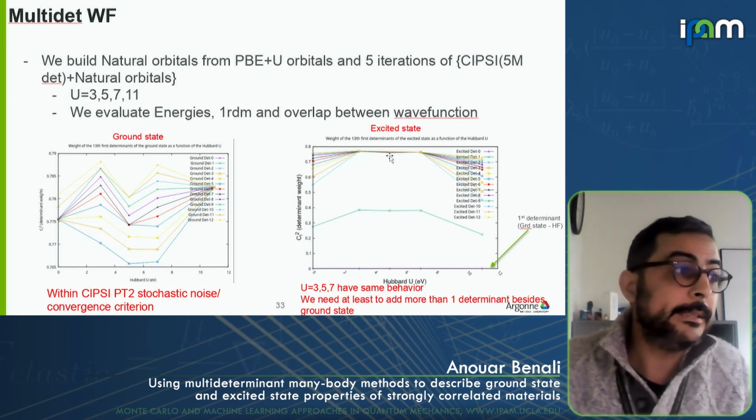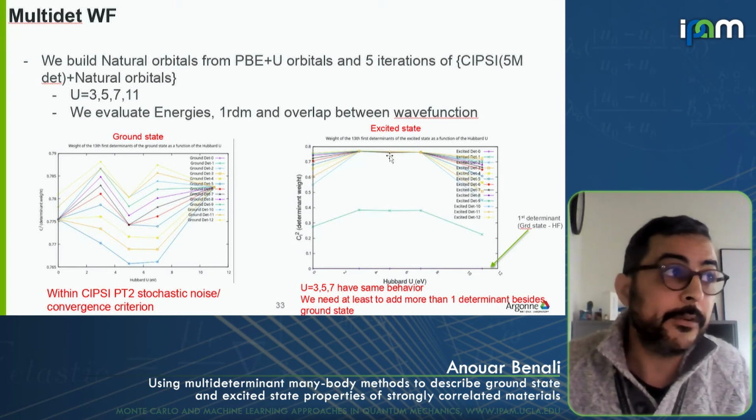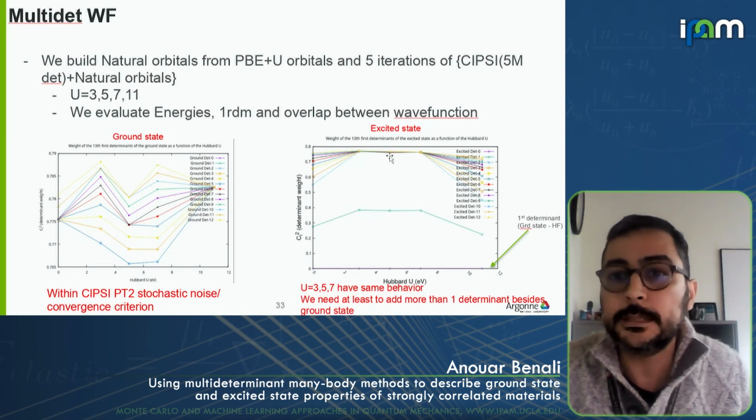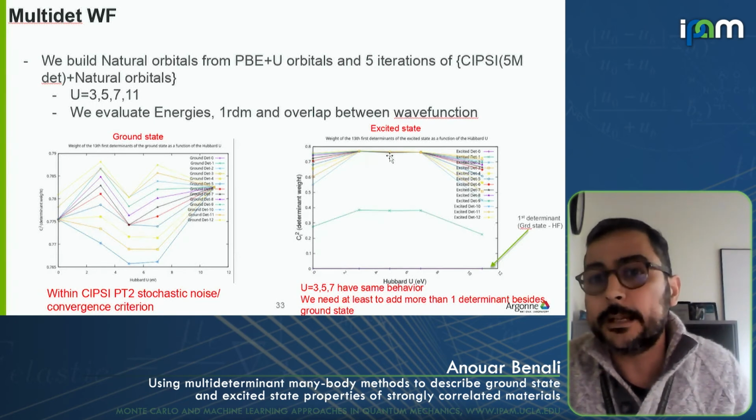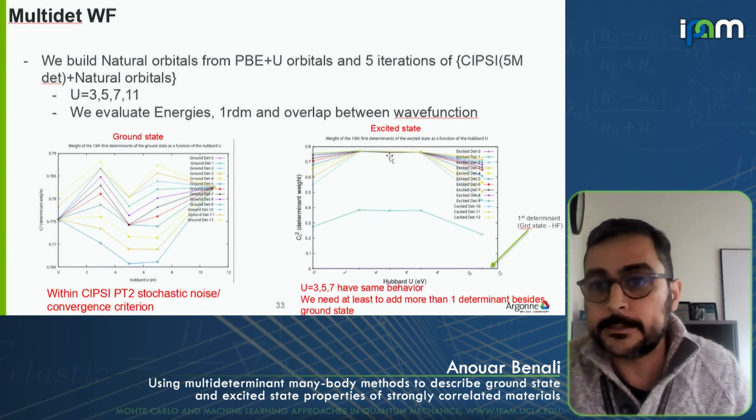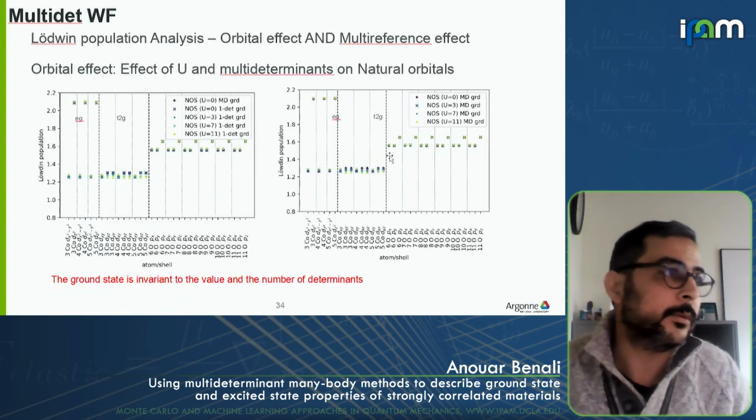And this is really something that we were not expecting, and we are very happy about, because then it means that we don't need to have these very large CI expansions to be able to describe our system, as long as we have correct orbitals with them.